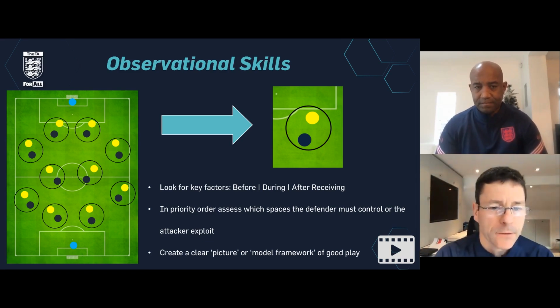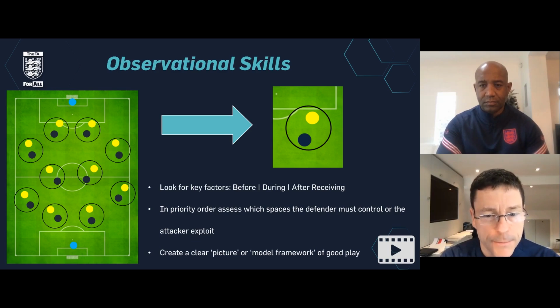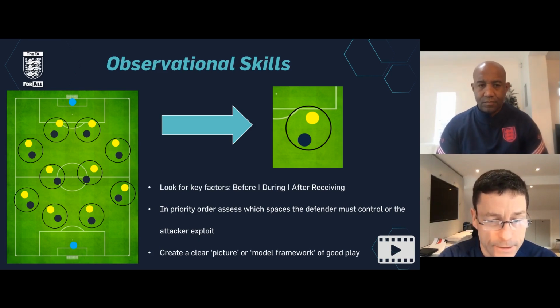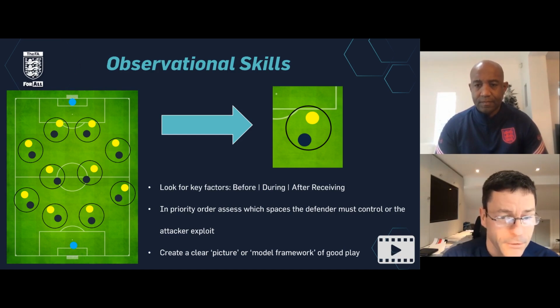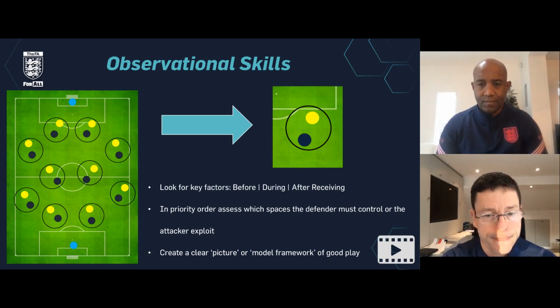Yeah, this is something that the guys and girls on the course will know a lot about. Hopefully by now they've been taking the 11-a-side game and putting it under the microscope, looking before, during, and after receiving, and in that sense looking at where the space is for the defender, what they need to control, and what the attacker tries to exploit. We're trying to get those clear pictures, the pictures we've just seen. Is it a blindside run? Is it a run across? Is it someone dropping off? We're looking for the spaces that they're trying to exploit.